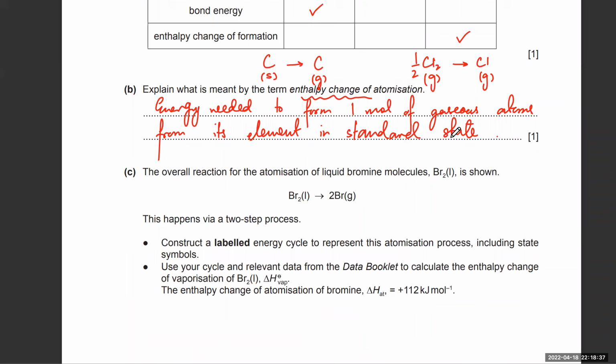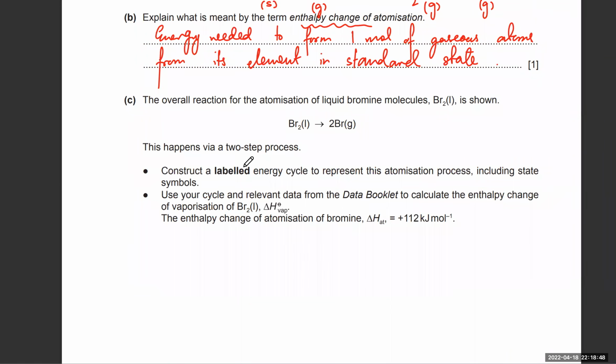It's always endothermic, and the smaller the atom, the stronger the bonds. So the overall reaction of the atomization of bromine molecule is shown. This happens via a 2-step process. Construct a labeled energy cycle to represent this atomization process, including state symbols. Use your cycle and relevant data from the data booklet to calculate the enthalpy change of vaporization of Br2, and the enthalpy change of atomization of bromine is given. So you've got to find the vaporization. This one is Br2 changing into 2Br gas.